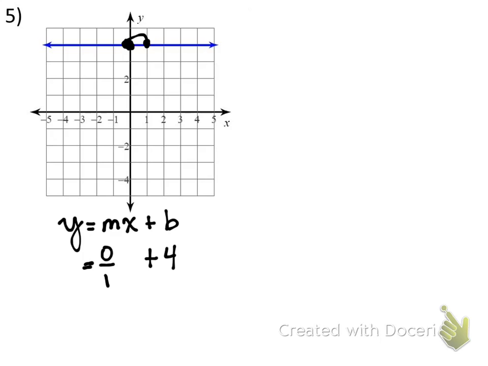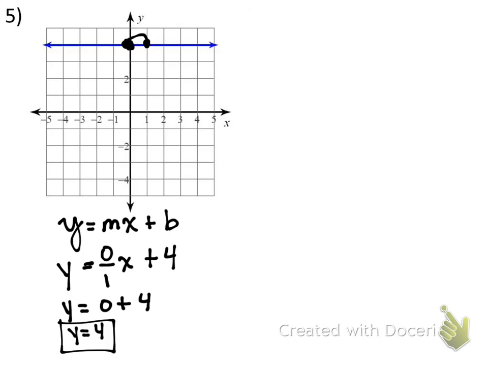You could have used any run. What's 0 divided by anything? 0, right? So some of you had something like this. What's 0 times x? 0. No, it's just 0, right? 0 times x is 0. What's 0 plus 4? Just 4. So your answer is going to be y is equal to 4.